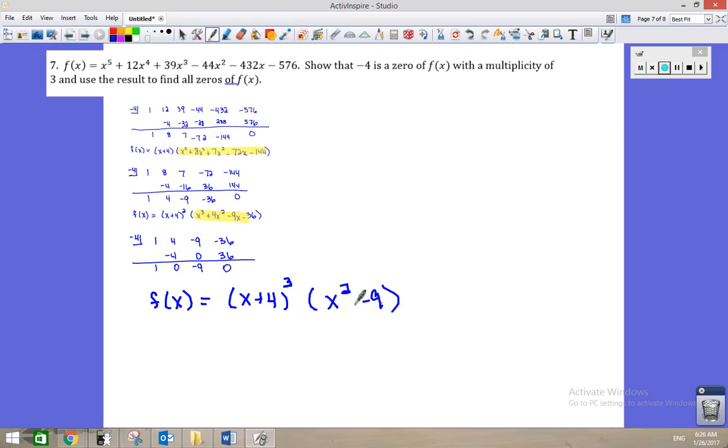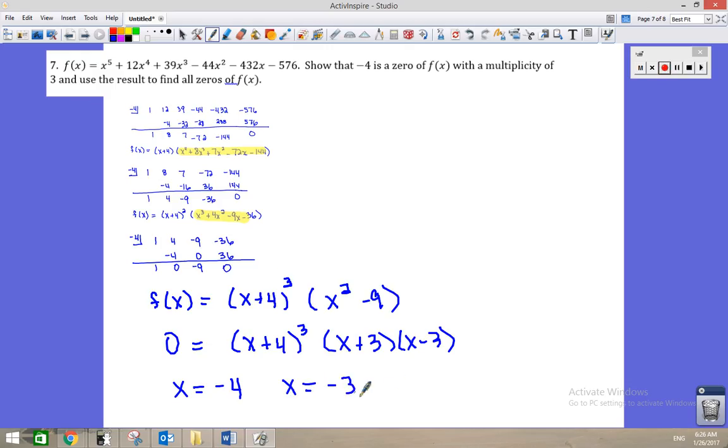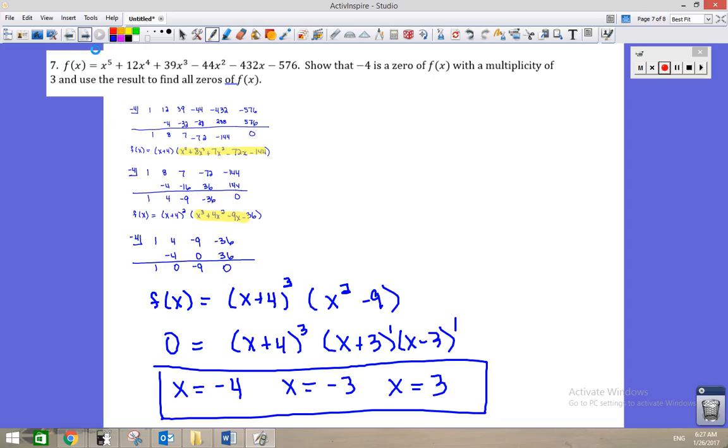And I can see that this is a difference of perfect squares, and I can factor this to x plus 3, x plus 4 cubed, x plus 3, x minus 3, and then I have zeros of negative 4 with a multiplicity of 3, and I have negative 3 and positive 3. So since this has multiplicity 3, and these have multiplicity 1, the 3 plus 1 plus 1, hey, that's 5. So there can be no more. I have found all of the zeros, the x-intercepts for this.